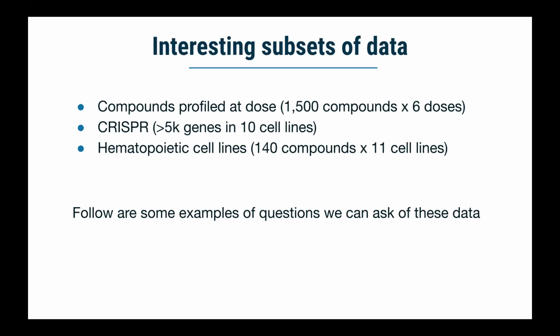That leads into a few interesting subsets of data that I wanted to highlight very briefly. As I just mentioned, we now have some compounds that have been profiled at high numbers of doses. In particular, there's a subset of 1,500 compounds that we profiled at a fixed set of 6 doses. There are now CRISPR knockout signatures for over 5,000 genes in 10 cell lines. And we have 140 compounds that have been profiled in 11 hematopoietic cell lines. A few examples of these data sets and questions we might ask of them follow.